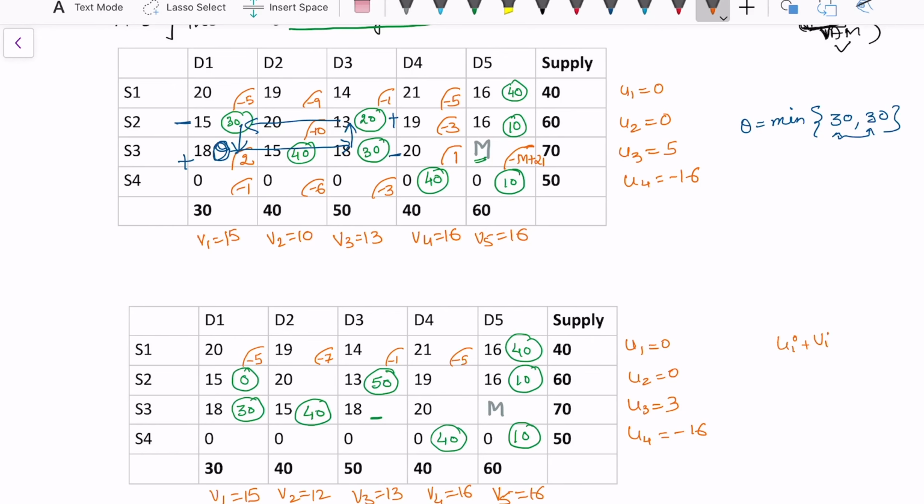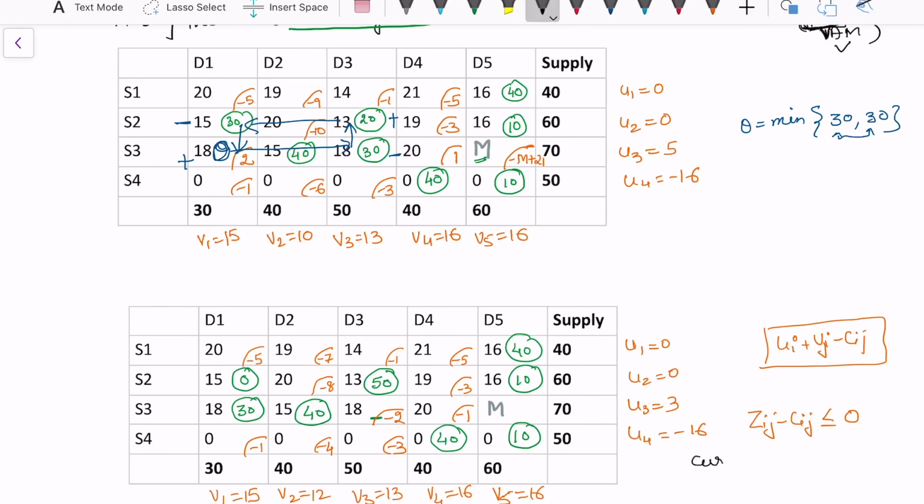This is Ui plus Vj minus Cij. So this is the quantity that I'm calculating, and this is what I'm writing here in the box. This is minus 8, and this quantity is 16 plus 0, again minus 19, so this is again minus 3. We have minus 1, this is minus 2, this quantity is minus 1, minus 4, minus 3. So we see here all Zij minus Cij are less than or equal to 0. So we say the current table is optimal.